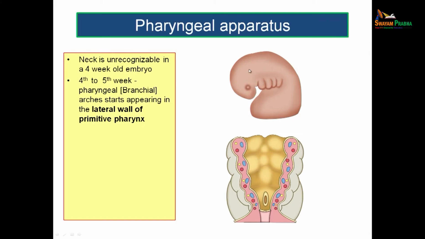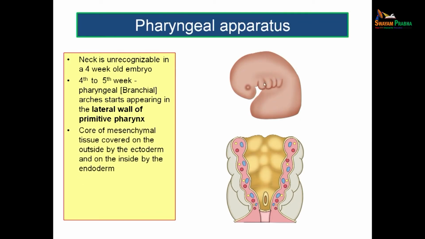These are U-shaped arches lying on the ventral aspect of the primitive pharynx. They are not encircling the entire neck, they are just seen as U-shaped arches on the ventral aspect of the primitive pharyngeal wall. This is made up of a core of mesenchymal tissue. This is a section. If you take a section here and view from the inner aspect, you can see the cut sections of all these pharyngeal arches.